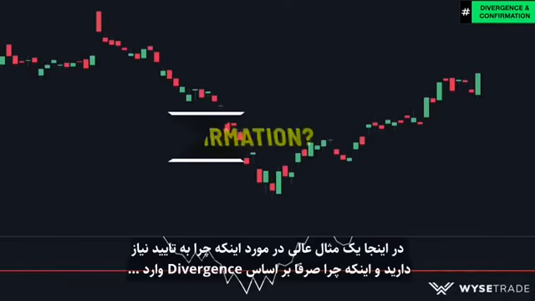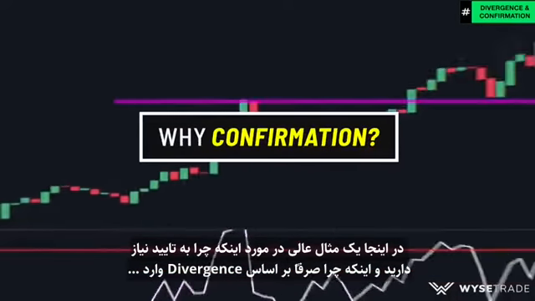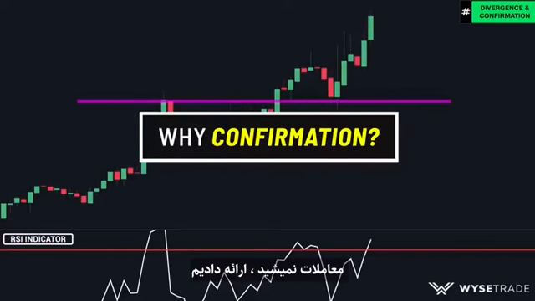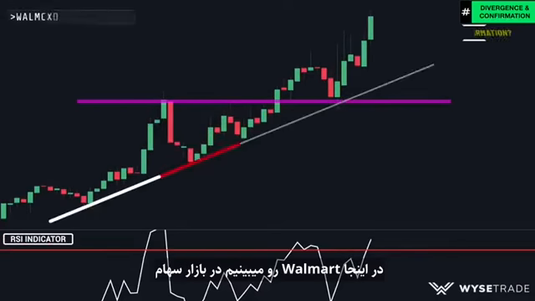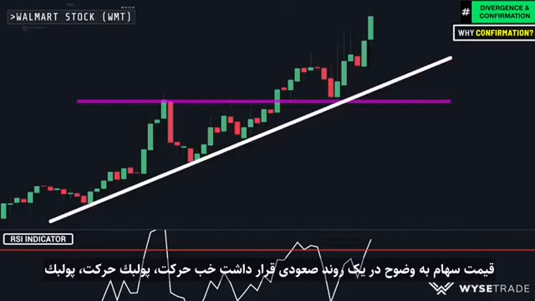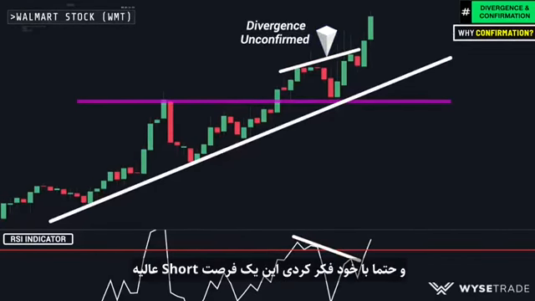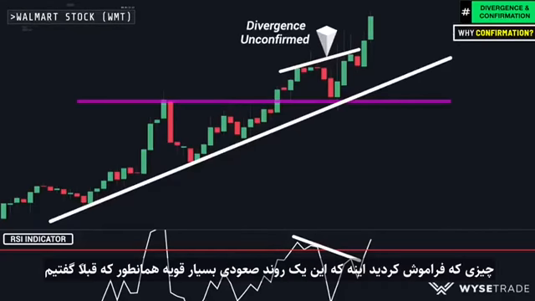Now, here's a great example as to why you need confirmation and why to not enter trades solely based off of divergences. Here's the Walmart stock. Price was clearly in an uptrend as you had your run, pullback, run, pullback. Now, you would have then spotted this great wide divergence here, and you thought to yourself, this is a great short opportunity. What you are forgetting is that this is a very strong uptrend.